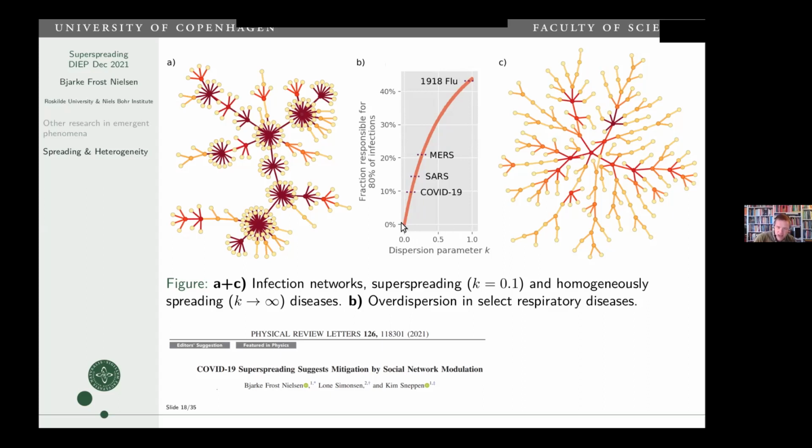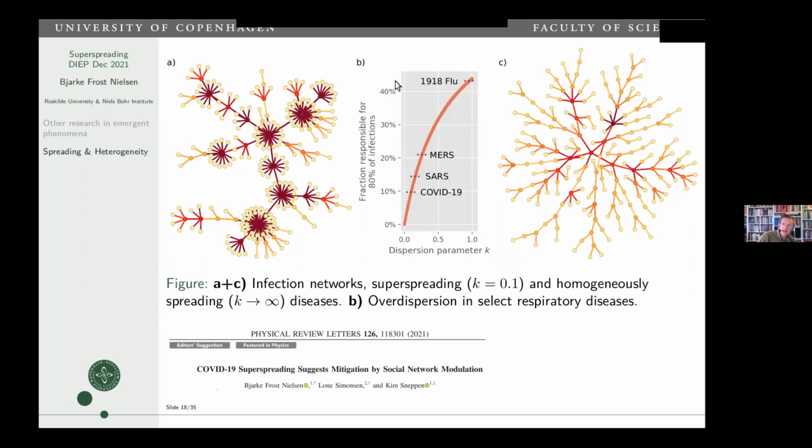Actually, it turns out that this k, the dispersion parameter of the gamma distribution, and the fraction responsible for 80% are essentially equal up to about 25% or something. So that means that if you have a k value of 0.1 like COVID, that means 10% account for 80% of infections and so on. But for the flu, on the other hand, k is more like 1. And that means you're quite close to homogeneous actually.